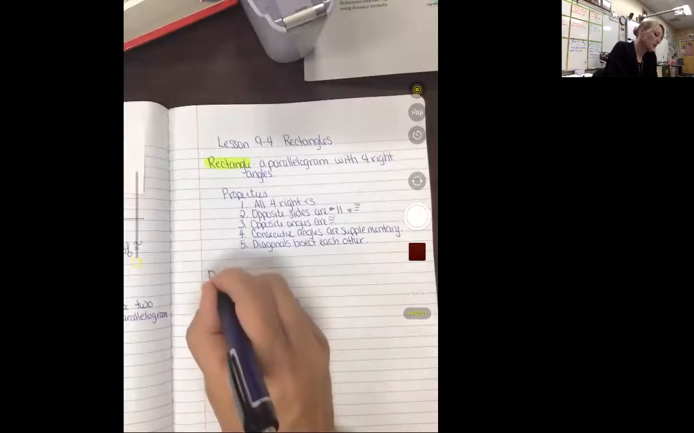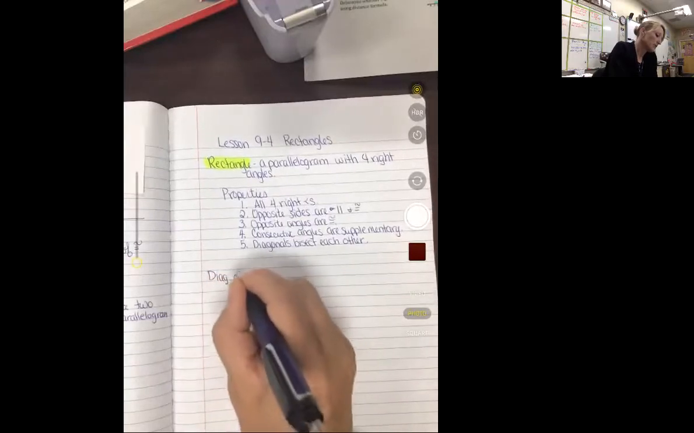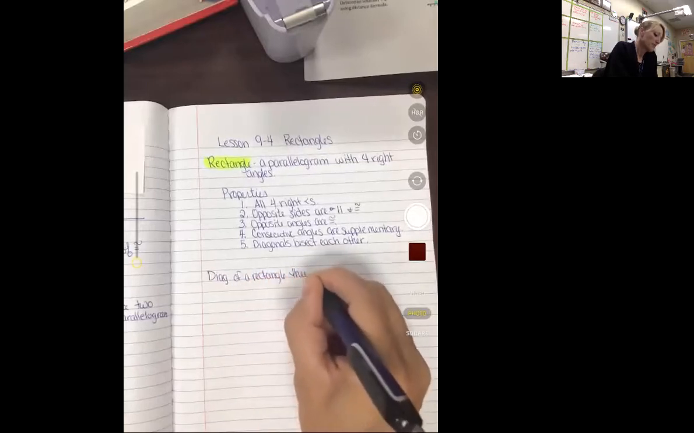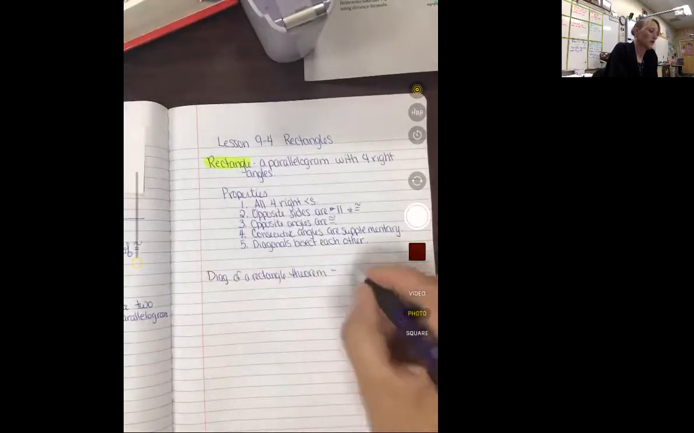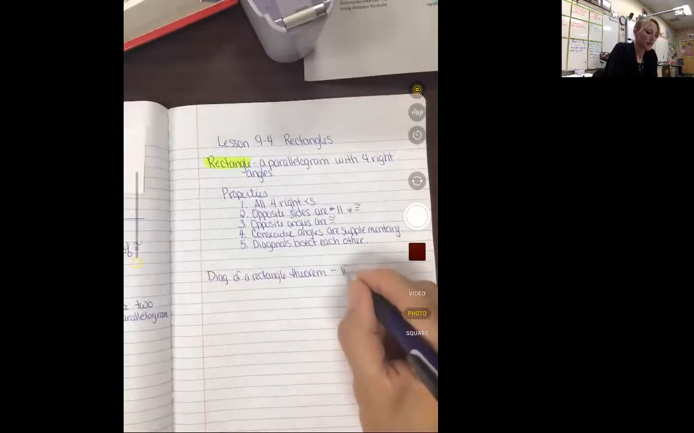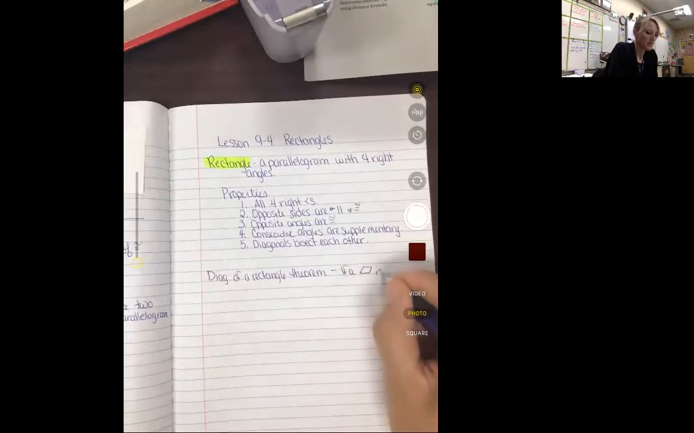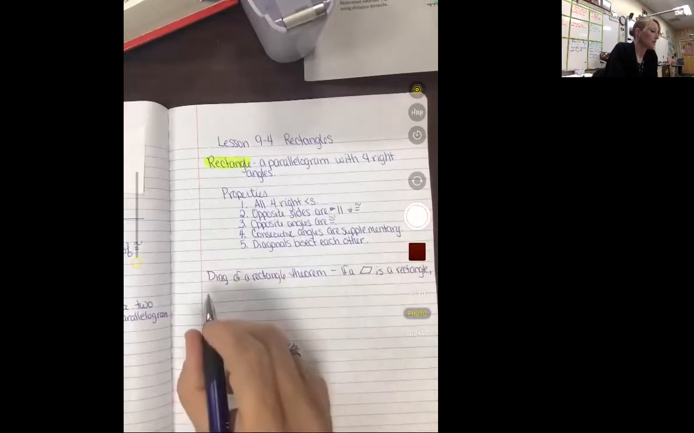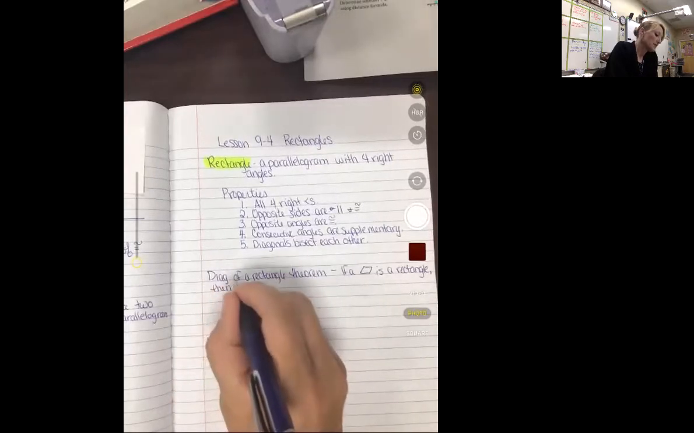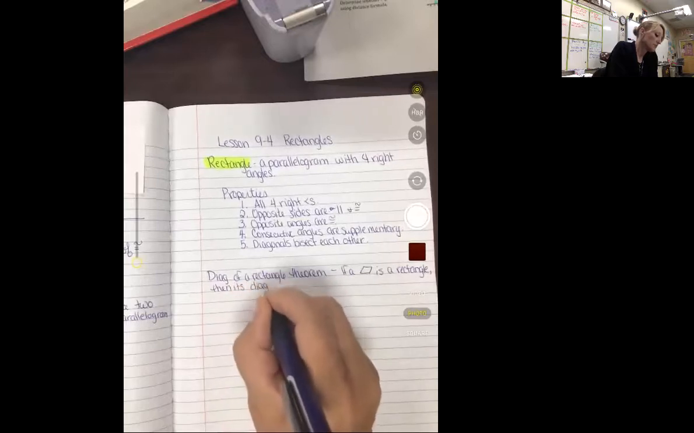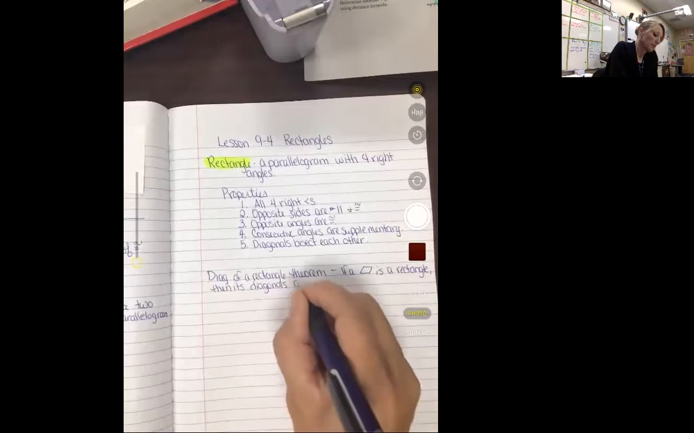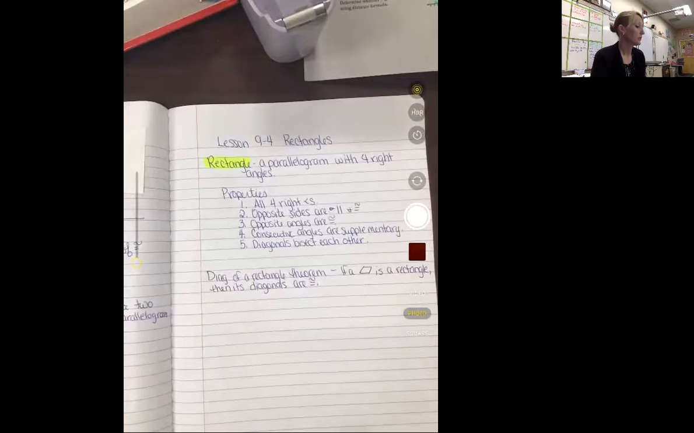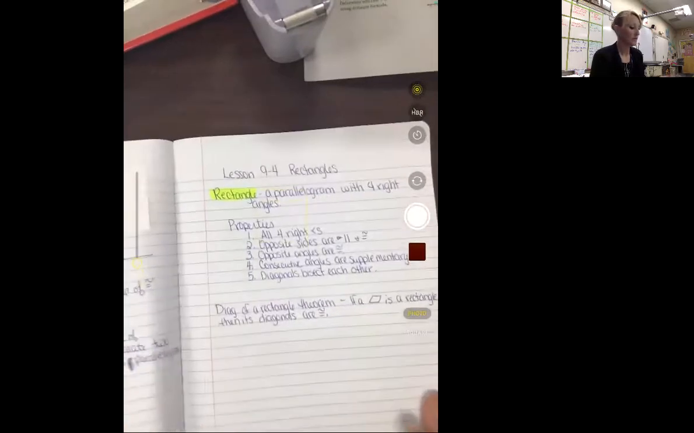So theorem, diagonals of a rectangle theorem. This one is special to a rectangle. It says that if a parallelogram is a rectangle, so to prove this, you would have to prove that something is a rectangle first, then its diagonals are congruent. So keep in mind, in a parallelogram, diagonals are not necessarily congruent. They have to be a rectangle for it to be true.